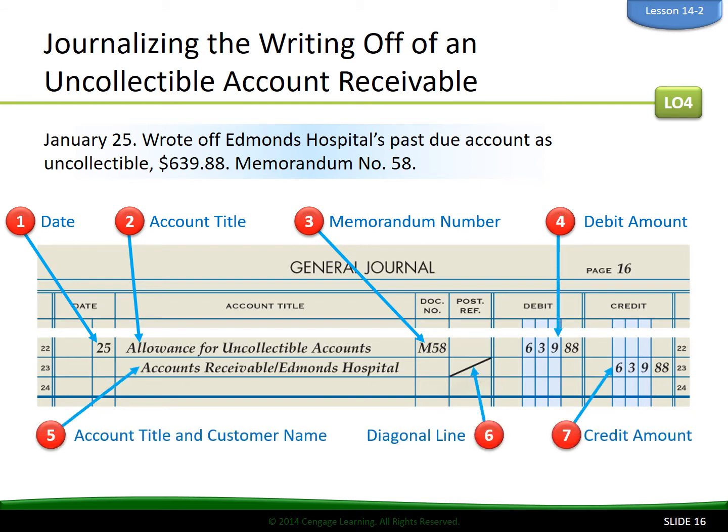Make sure that all of these are included. The date happened on January 25th. The account titles, allowance for uncollectible accounts. The memo number is right underneath the doc number. The debit amount. Okay, and then we're going to move on to the next line. The account title and customer name, accounts receivable of Edmonds Hospital. And then just remember this, underneath the post ref, there's a diagonal line, and the credit amount will be the same as the debit amount in the previous line.